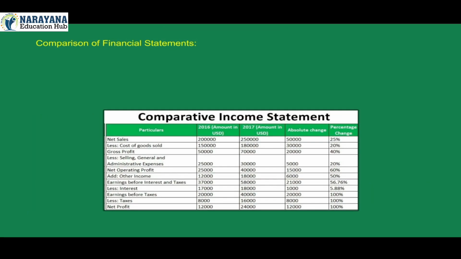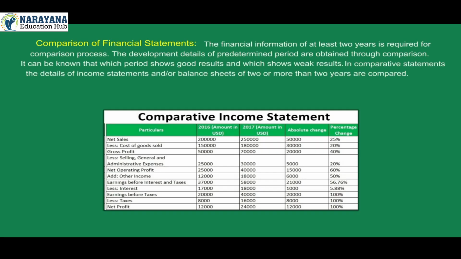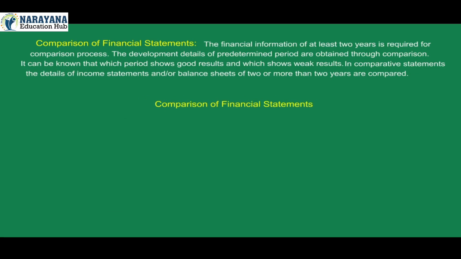Comparison of financial statements. The financial information of at least 2 years is required for the comparison process. The development details of a predetermined period are obtained through comparison. It can be known which period shows good results and which shows weak results. In comparative statements, the details of income statements and or balance sheets of 2 or more than 2 years are compared.